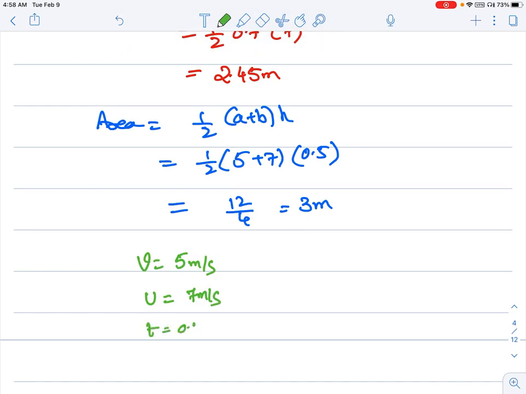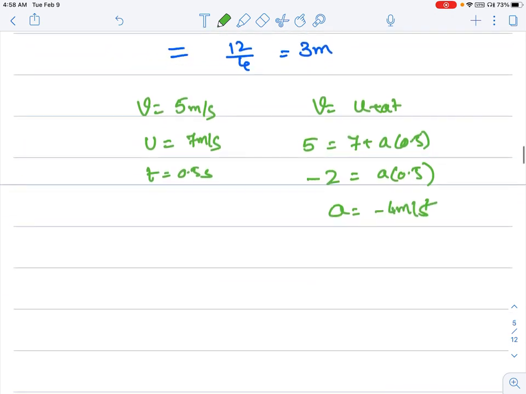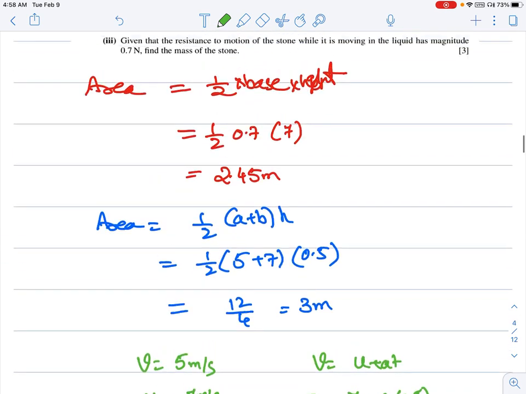Time was 0.5 seconds. So we use v equals u plus at. 5 equals 7 plus a times 0.5. So minus 2 equals a times 0.5. a equals minus 4 meters per second squared. Most students will leave it out over here, but no, he is asking for deceleration, not acceleration. We got acceleration as minus 4, so deceleration is plus 4 meters per second squared. That care has to be taken, otherwise you tend to lose 1 mark.